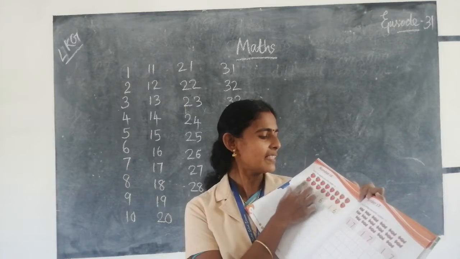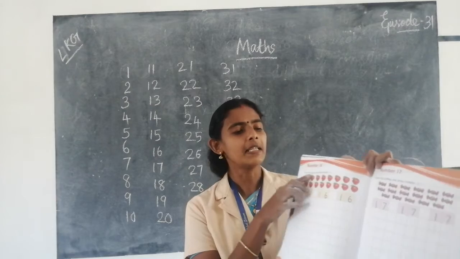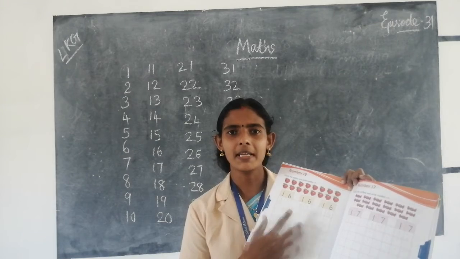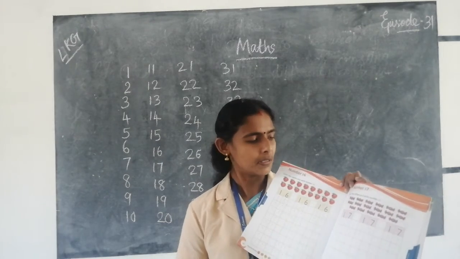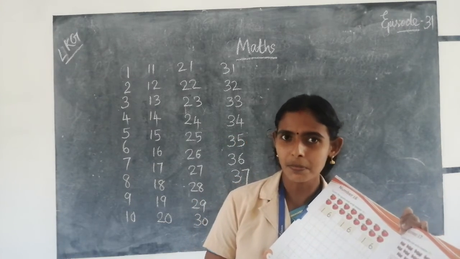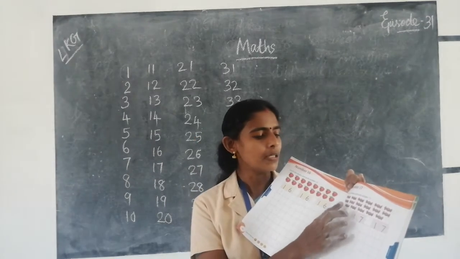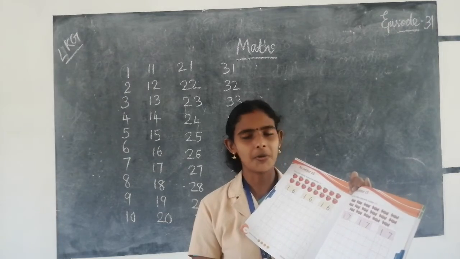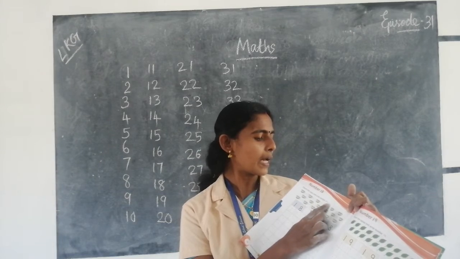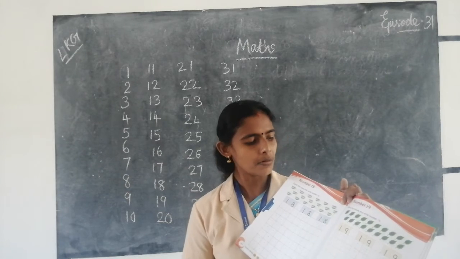Next, number 16. Count the apples and write number 16. There are 16 apples. So you have to write number 16 in all boxes. Next, count the toffees and write number 17. Toffees means sweets. There are 17 toffees. So you have to write number 17 in all boxes. Next, count the cups and write number 18. There are 18 cups. So you have to write number 18 in all boxes.